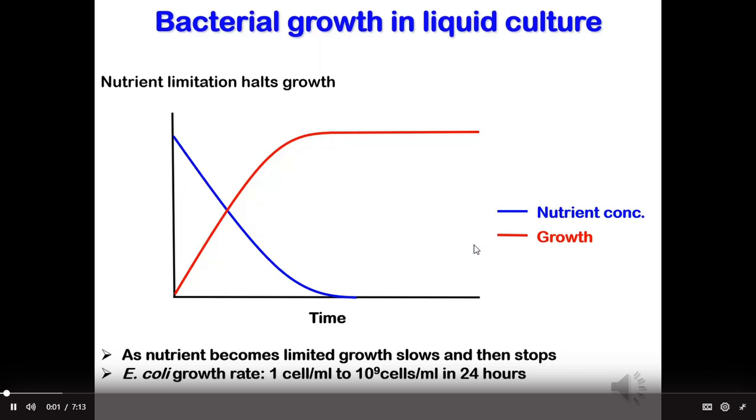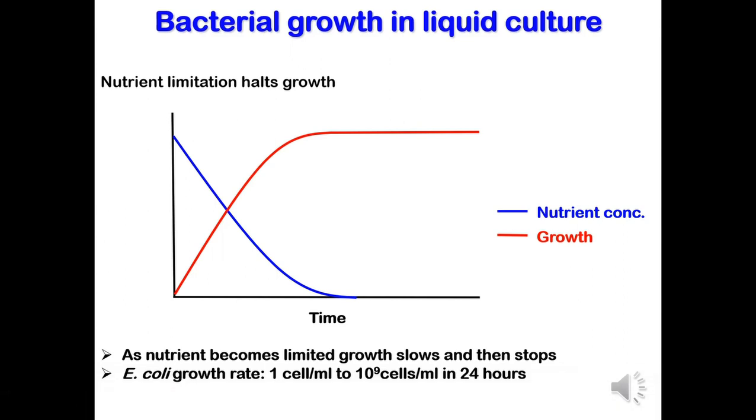Okay, so this graph shows the importance of nutrient availability for bacterial growth. So this basically shows that as the nutrients become depleted, growth halts. So re-emphasizing the importance of nutrients.